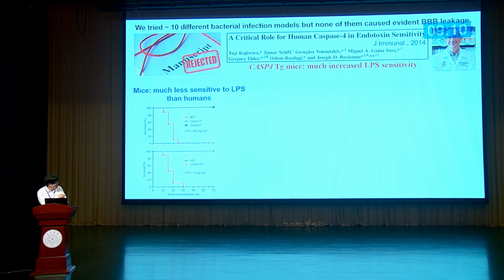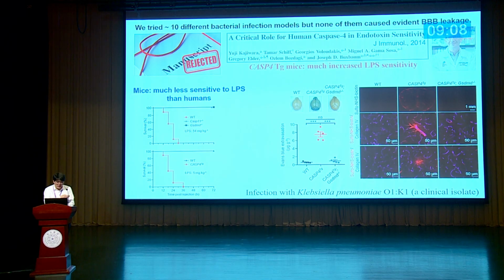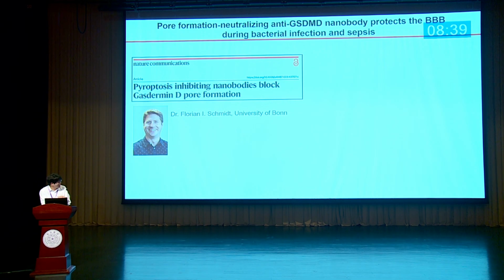So using this humanized mice, we can show that in this Klebsiella pneumonia infection model, which is mainly responsible for hospital-acquired infection and is also part of the sepsis-inducing bacteria, Klebsiella pneumonia infection can cause BBB disruption. Here are the statistical data. If you cross the transgenic mice with gasdermin D knockout mice, you block the BBB disruption. Here is another assay using a more sensitive BBB tracer. We got the same results.